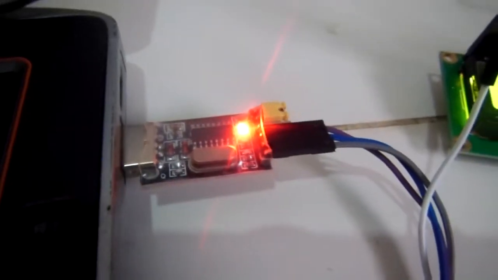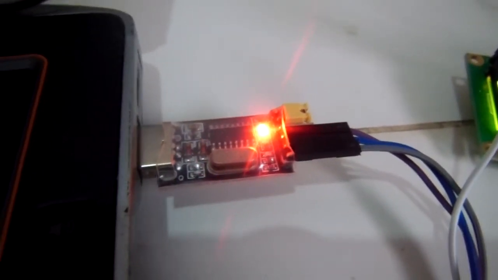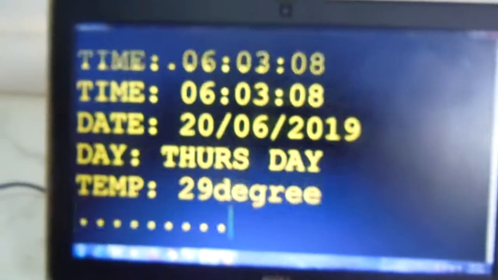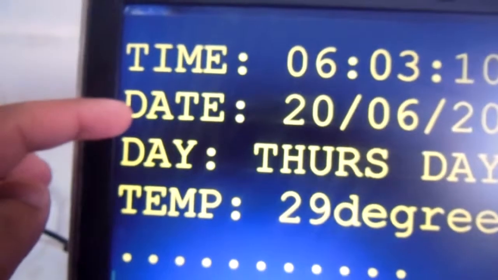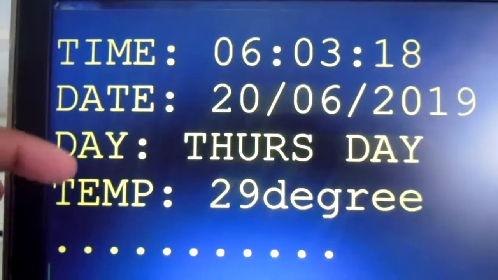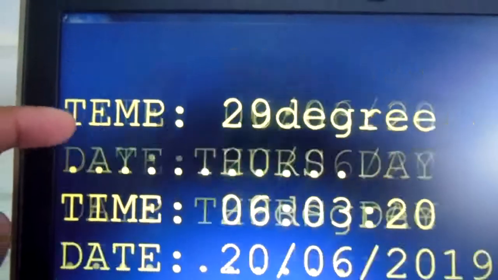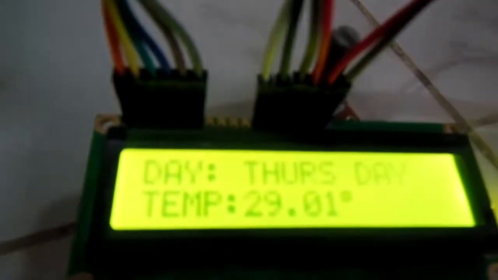As you can see, the LCD's LEDs are blinking. It means the microcontroller is transmitting the data to the PC or the laptop. This one is the time, date, and the day is Thursday, and the temperature is 29 degrees centigrade, showing the result on the laptop as well as on the LCD.